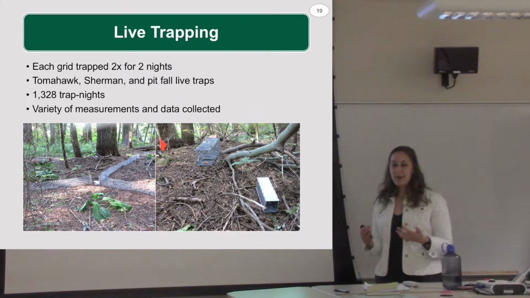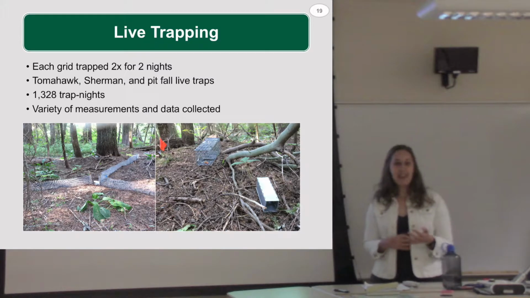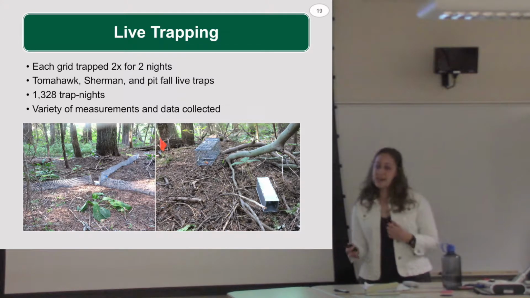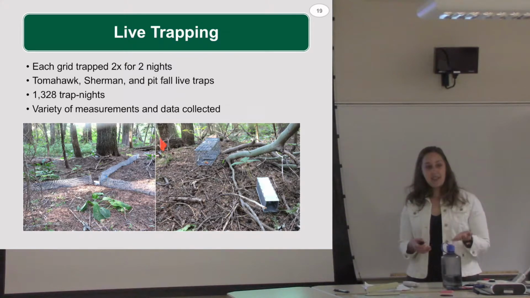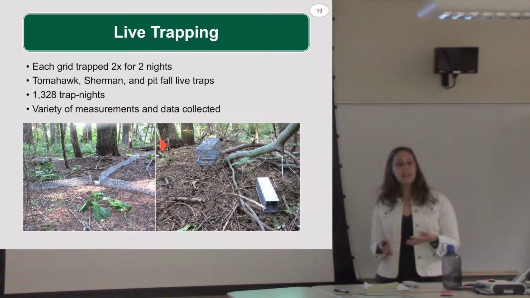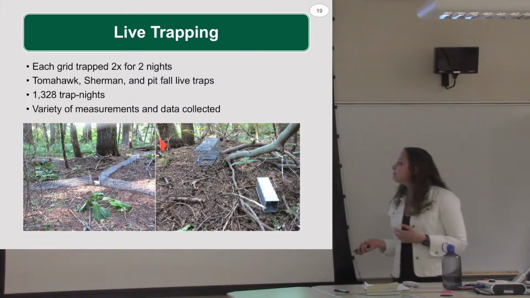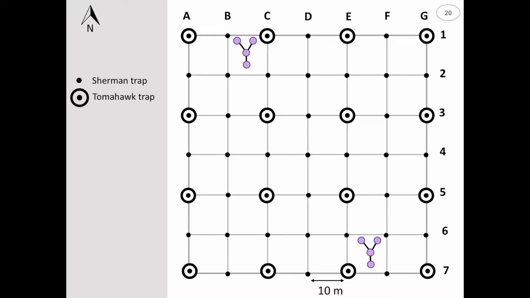For every animal capture, we took a variety of measurements and collected demographic data for every species. Additionally, we took a genetic sample and PIT tagged every individual, which was really important because this allowed me the opportunity to differentiate individuals. So this is what a trapping grid looks like.